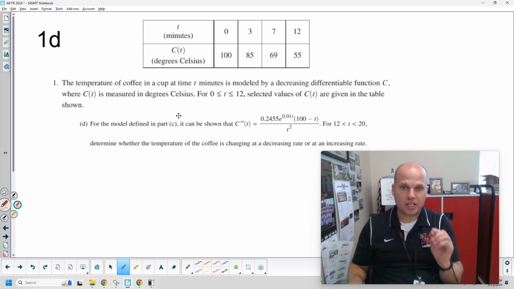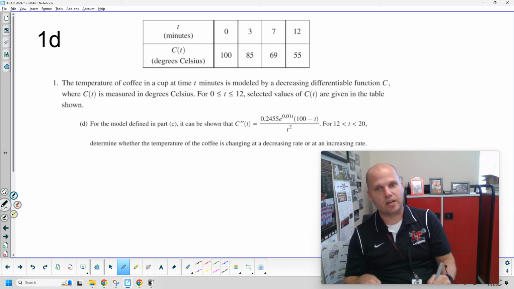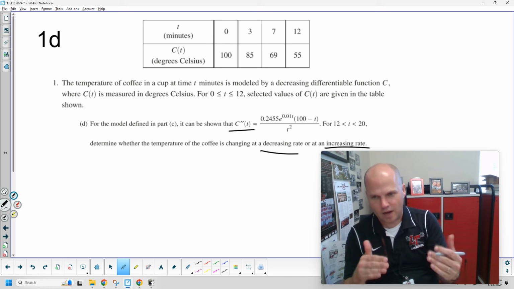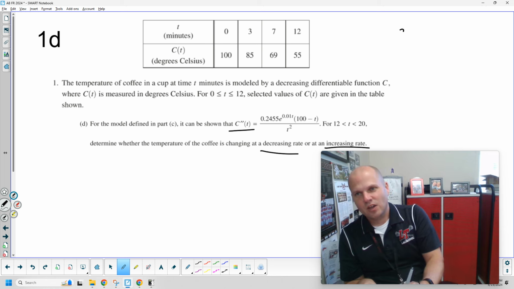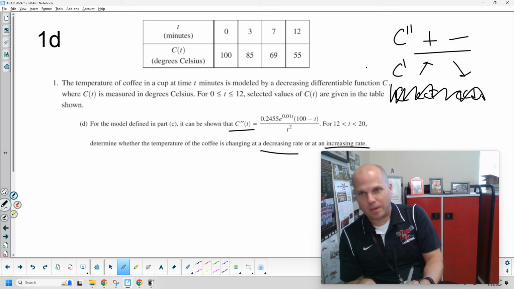They give you C double prime. Determine where the temperature of the coffee is changing at a decreasing rate or increasing rate. This is so important, and this comes down to what I've taught my students: if a second derivative is positive or negative, the first derivative therefore must be increasing or decreasing. The original function must be concave up or concave down. Okay? We actually don't care about that part. We care about this part.